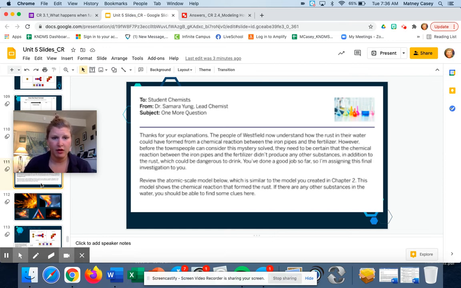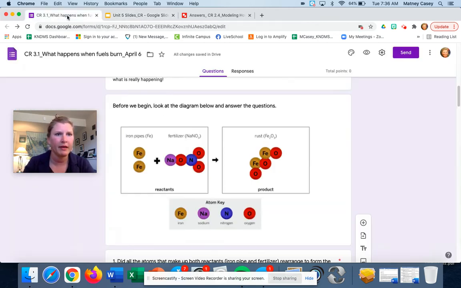So she's using us for help. I sent off your classwork from two weeks ago, before break. She said, "Review the atomic scale model below, which is a similar model to what you created in chapter 2. This model shows a chemical reaction that formed the rust. If there's any other substances in the water, you should be able to find some clues here." And what I did was copy and paste that model into your warm up here.